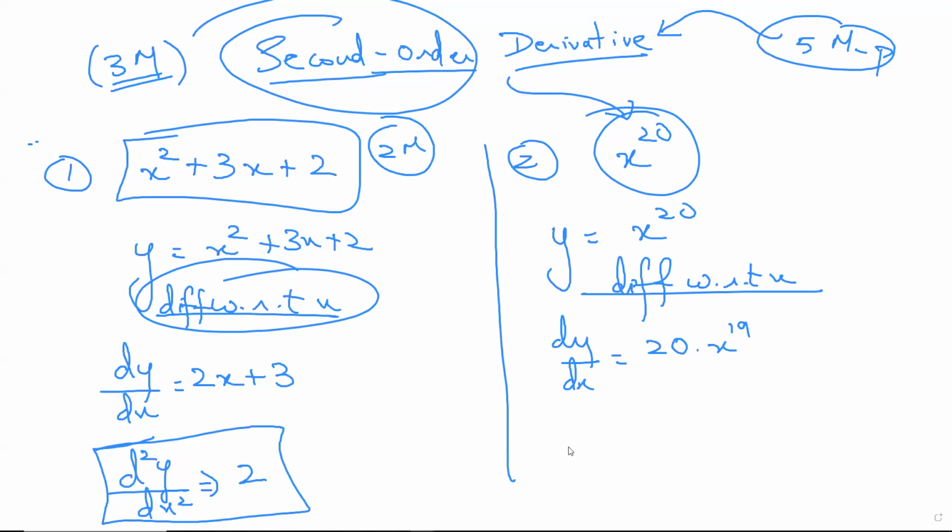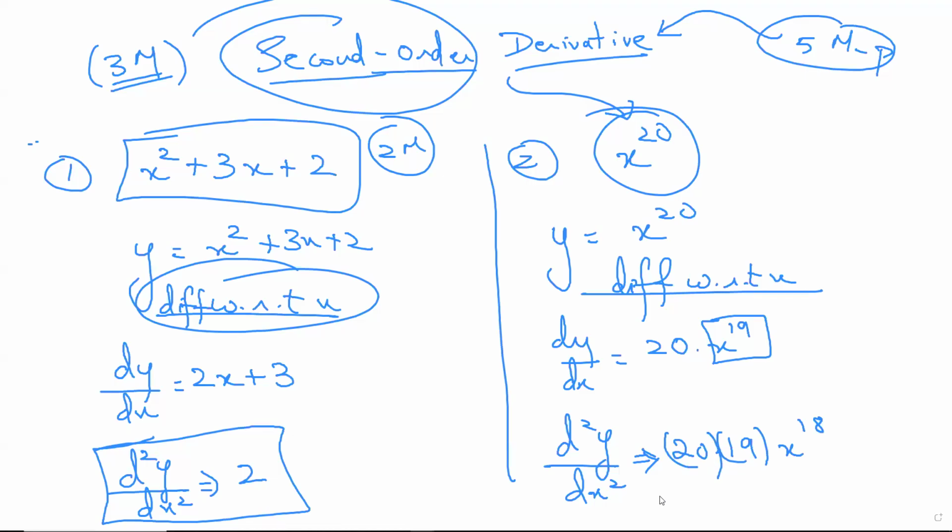I'll have to go one more step: d square y by dx square. 20 as it is. Careful, careful. 20 as it is because it's a constant. Differentiate this: 19 comes down, x to the power 18. Now don't write 2019 as your answer. You'll have to multiply 20 into 19, and whatever the answer is, times x to the power 18 is the answer.